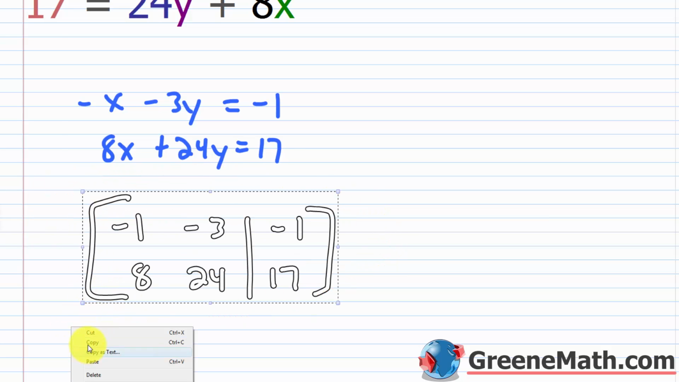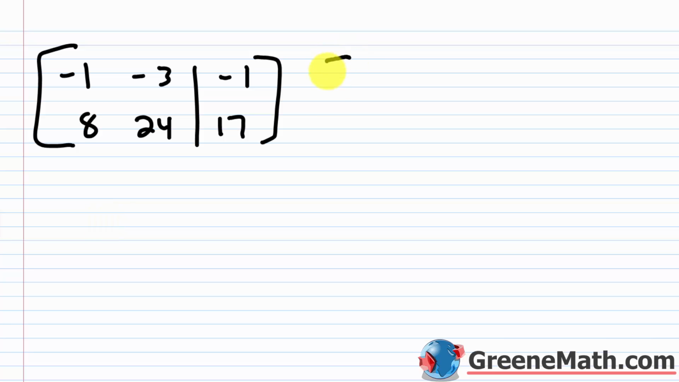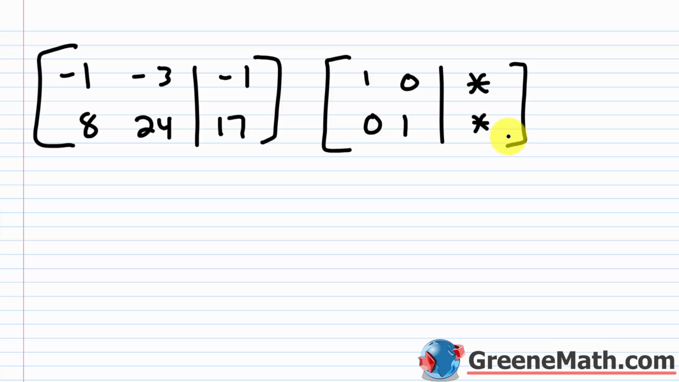Let me just copy this, and I'll paste it in right here for us. And again, I'm trying to achieve this form. 1's down the diagonal, a 0 above and below. Again, this is reduced row echelon form. And then these will just be numbers over here. And once more, just so we don't forget, if this is just a number over here and it's not a 0, then this is row echelon form. So that's the difference between the two.